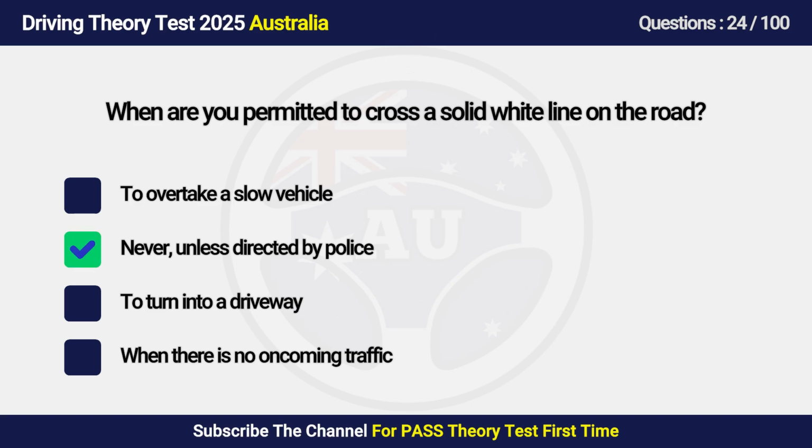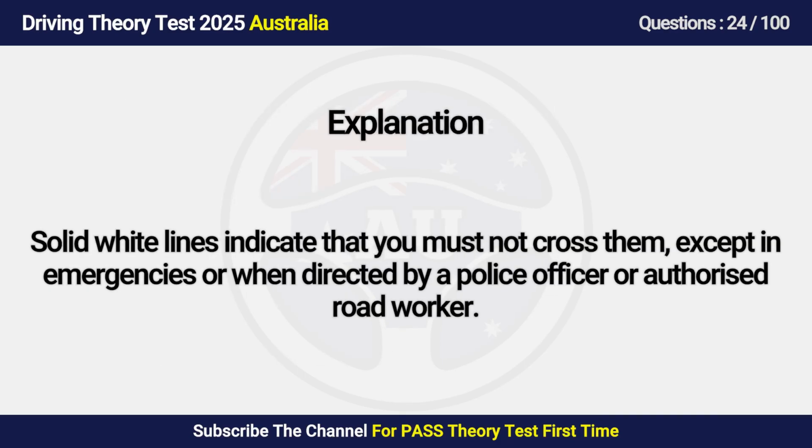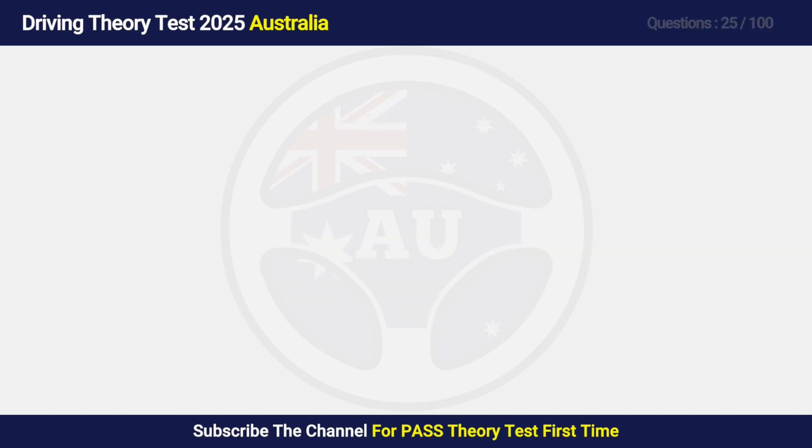Answer is B. Never unless directed by police. Solid white lines indicate that you must not cross them, except when directed by a police officer or authorized road worker. Question 25.